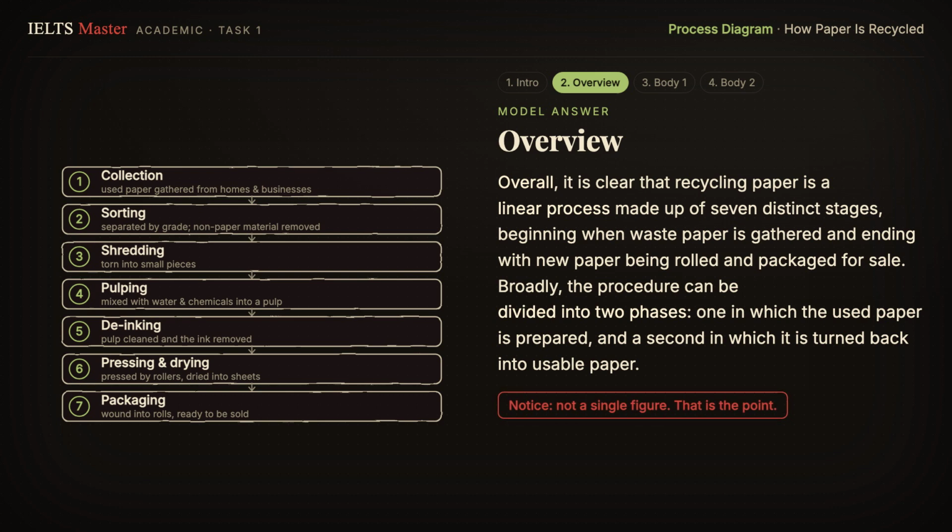Now the overview. For a process, there are no figures to leave out, but you do state the shape of the whole thing. Overall, it is clear that recycling paper is a linear process made up of 7 distinct stages, beginning when waste paper is gathered and ending with new paper being rolled and packaged for sale. Broadly, the procedure can be divided into 2 phases, one in which the used paper is prepared and a second in which it is turned back into usable paper. That tells the examiner you've understood the whole process at a glance.